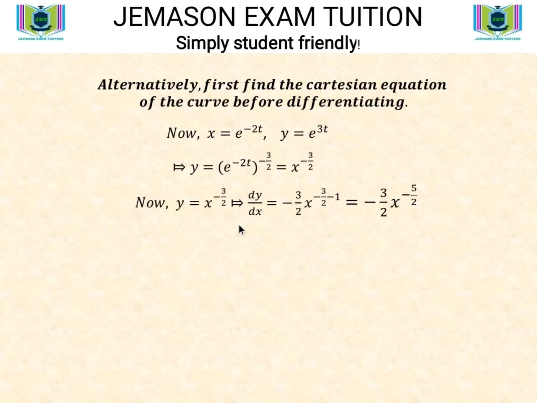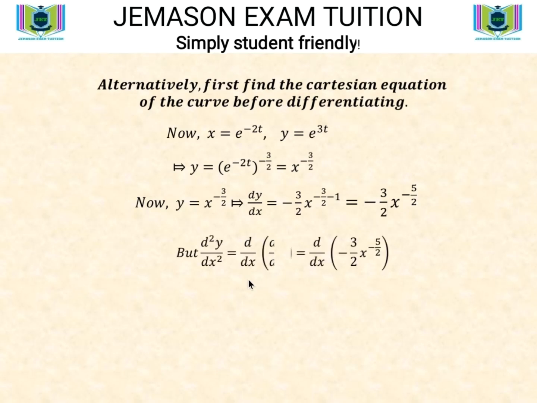So to have the first derivative, we simply differentiate. dy/dx equals, we use the power rule whereby we multiply the base x by the power and then subtract 1 from the power. So we have negative 3 over 2 x to the power negative 3 over 2 minus 1. This would simplify to give negative 3 over 2 x to the power negative 5 over 2, because negative 3 over 2 minus 1 gives negative 5 over 2. And this is the first derivative of y with respect to x.